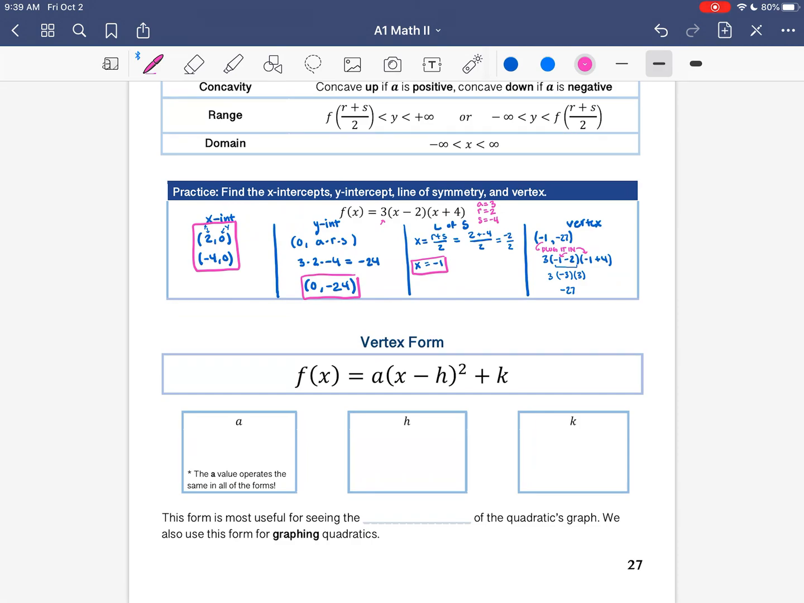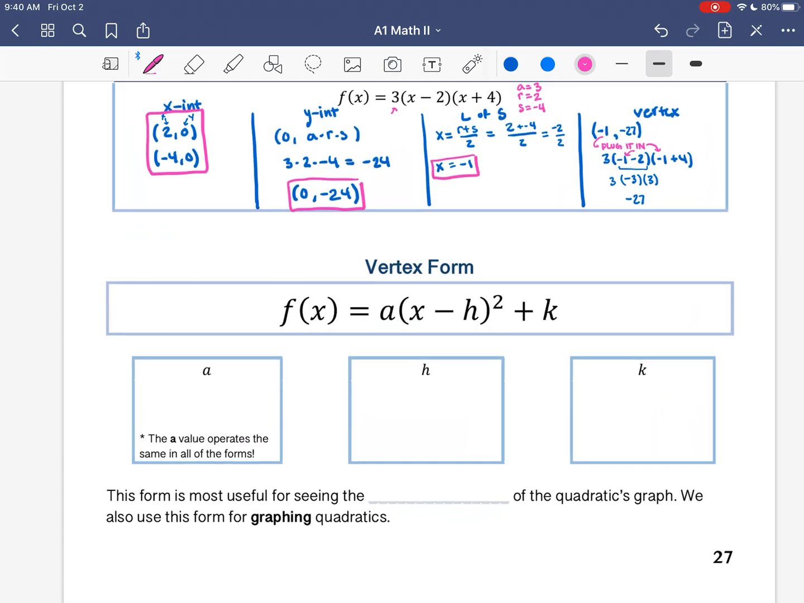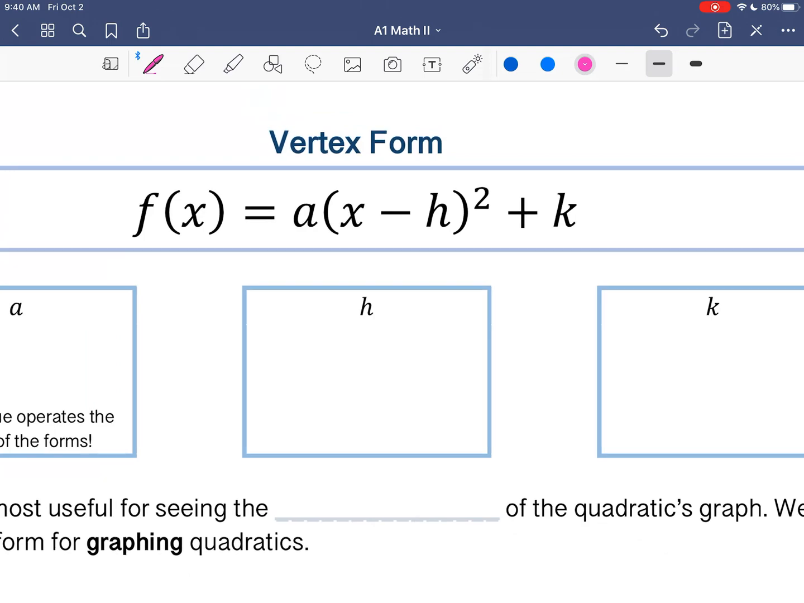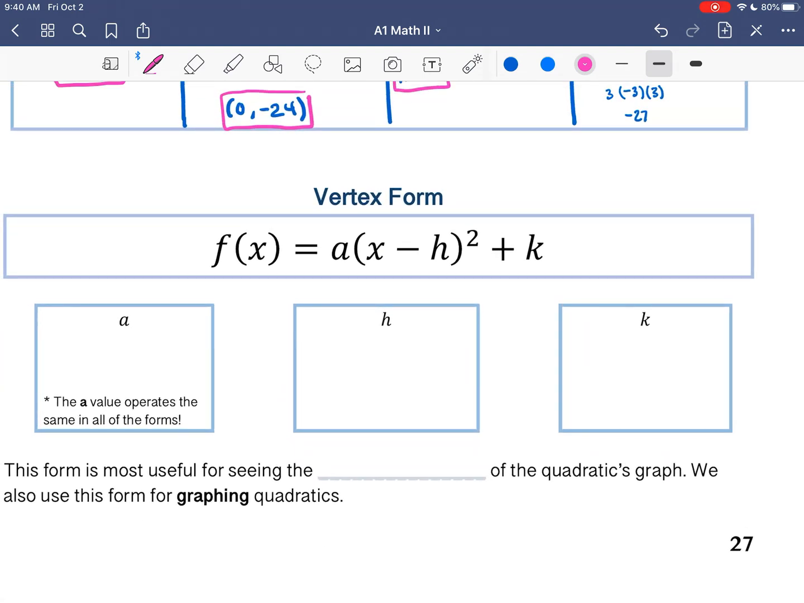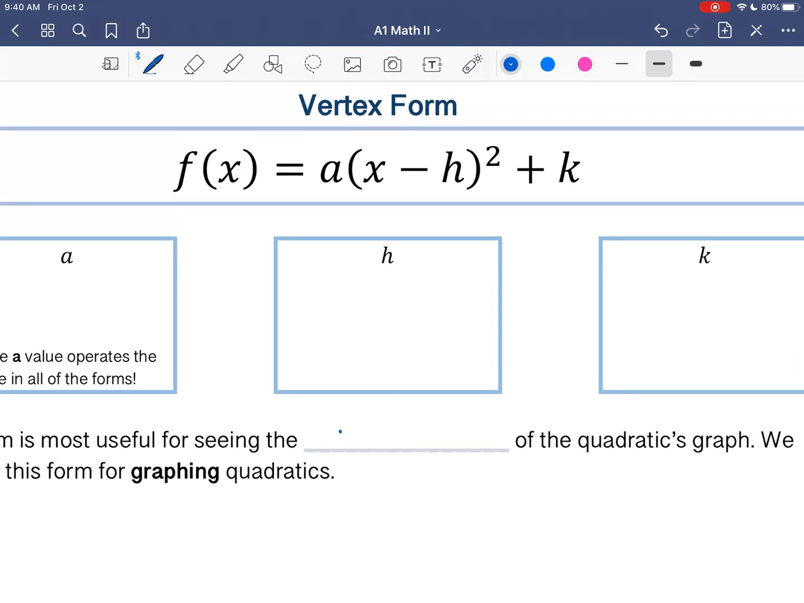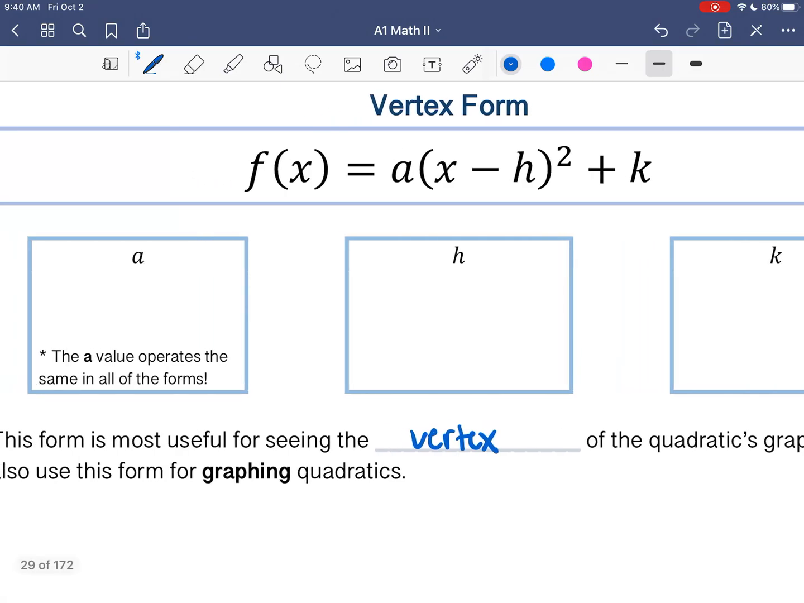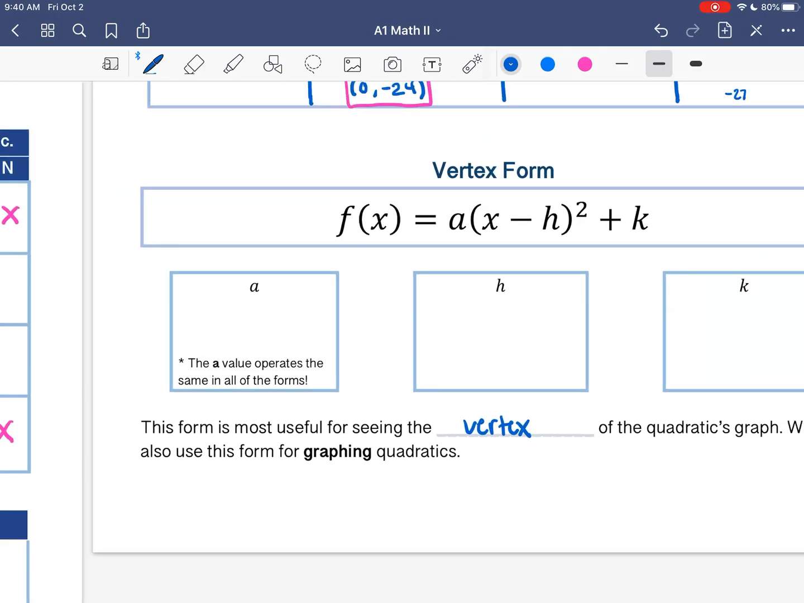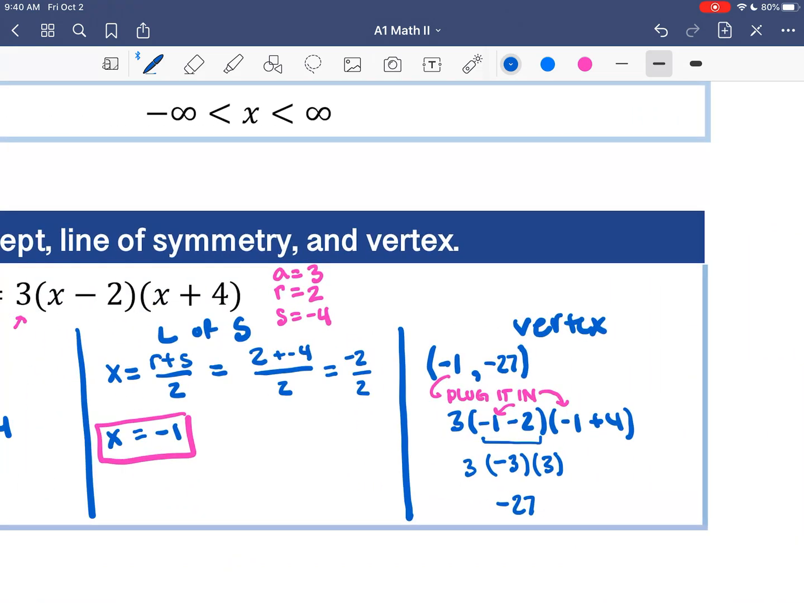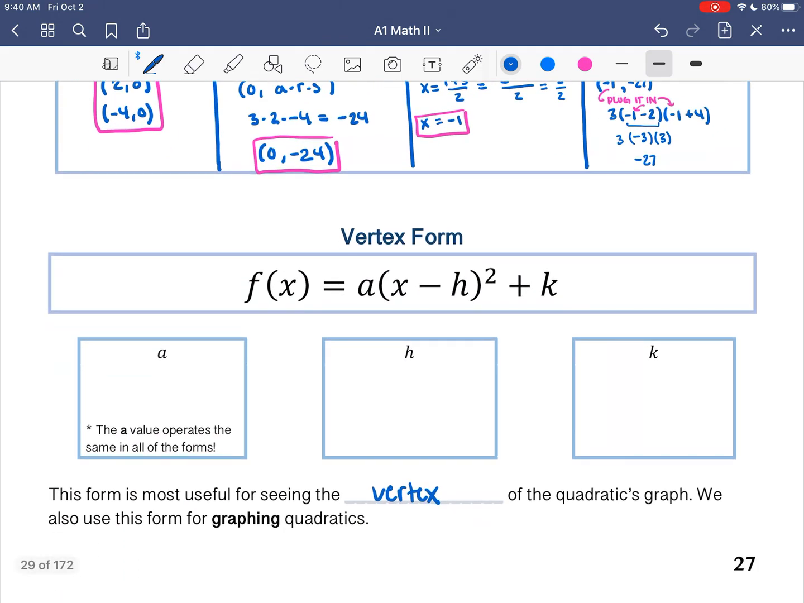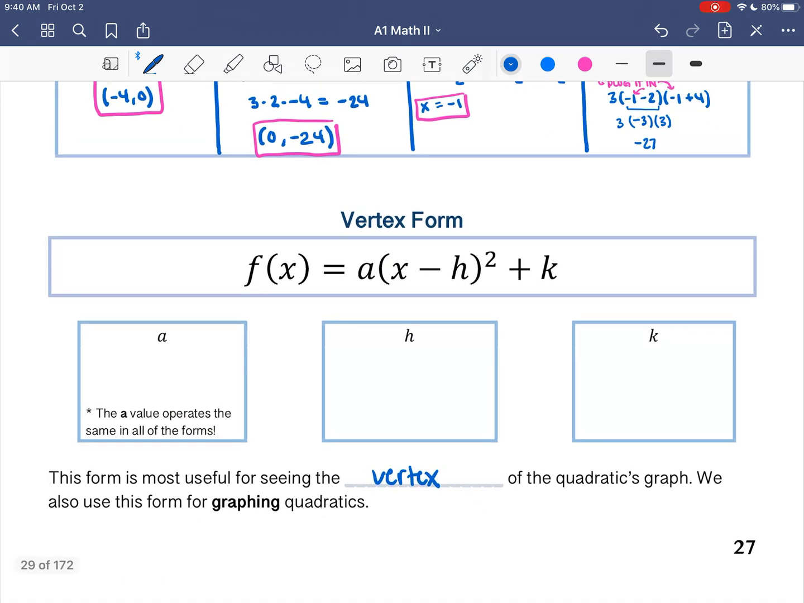Last form that we'll do is vertex form, and then we'll do a little bit more practice and we'll call it good for today. I know it's been a long one, it's longer than usual, but this is important stuff. So, one more form is vertex form. I bet you can probably guess what this form is good for. It's for seeing the vertex, because the vertex is just really plain to see in this one. Normally we're doing a lot of work to get the vertex. This one, it's much less work.